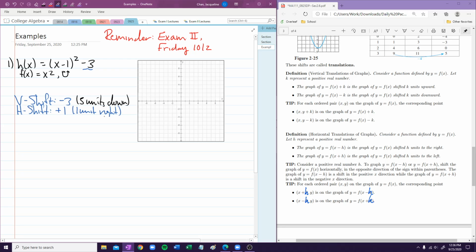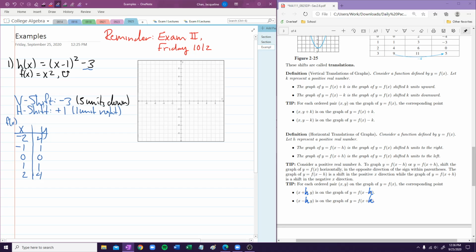Now that we know the vertical and horizontal shifts, we just need to know the parent function. Given plotting the points, this is for f of x. We picked negative 2, negative 1, 0, 1, 2, because the vertex is 0, 0. So this will be 4, 1, 0, 1, 4.